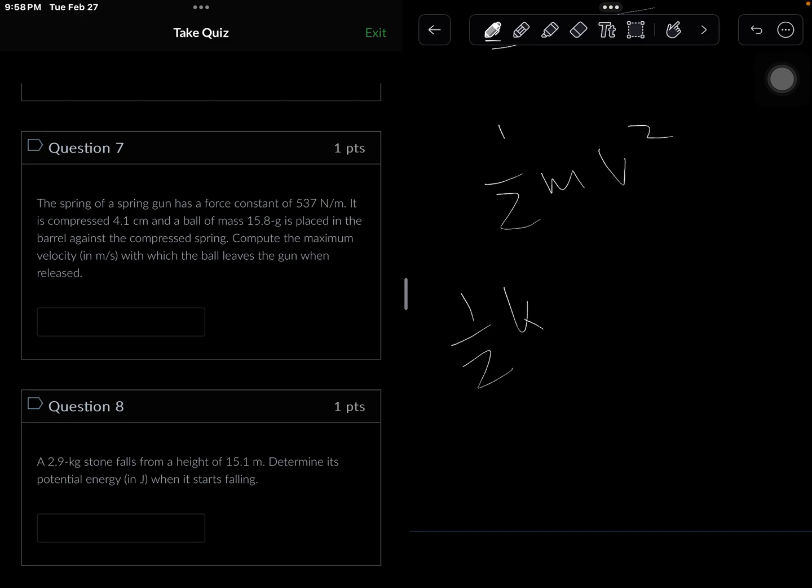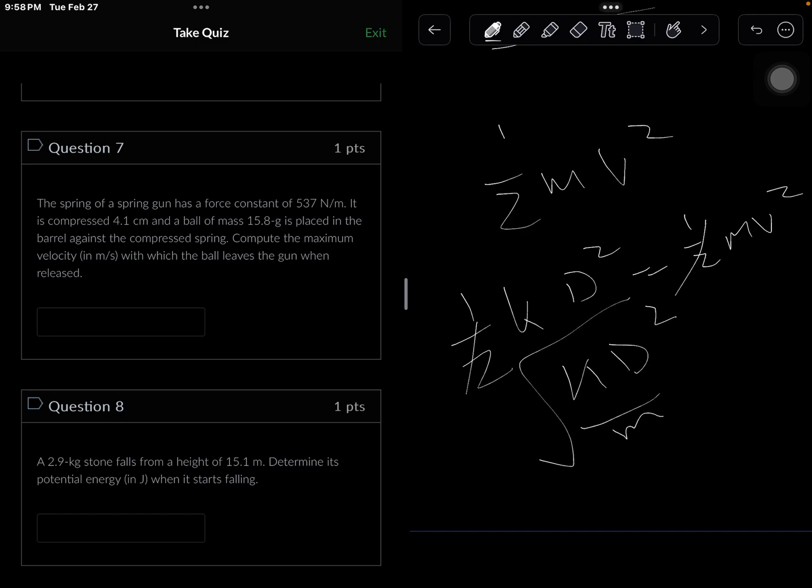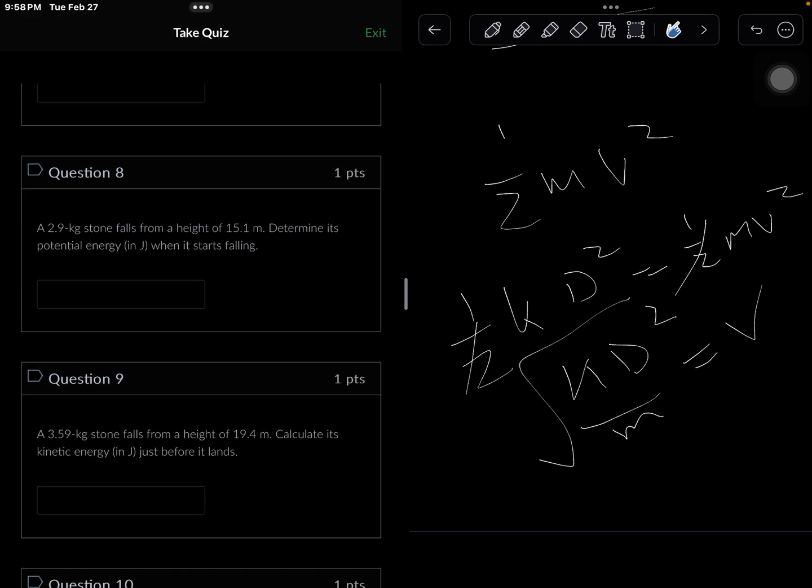So 1/2 k... I'll just put displacement as d for now. d squared is equal to 1/2 mv squared. Cancel the halves. kd squared over m. Take the whole square root of that, and it is equal to your velocity. Pretty straightforward and simple. Next question.